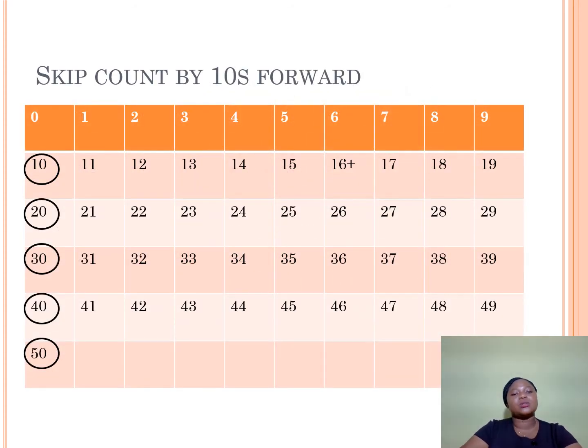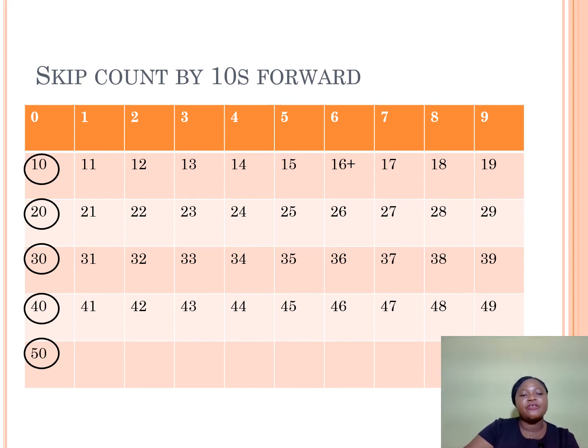So to skip count by tens forward, that is what we are coming to do now. And we said in our previous slide that we will count from 1 or 0. When we get to the 10th number, we are going to do what? Circle them. So let's start. 0, 1, 2, 3, 4, 5, 6, 7, 8, 9. So the 10th number, what are we going to do to it? We circle it. Good.